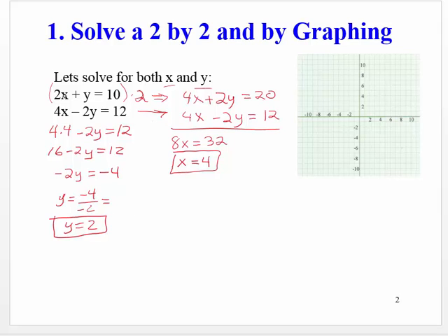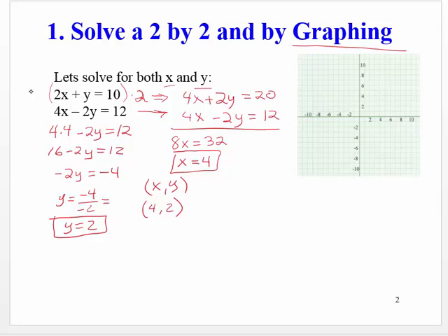If we check those, we can plug them into these equations. 2 times 4 is 8, plus 2 is 10. It works. 4 times 4 is 16, minus 4 is equal to 12. They work. Now we can also solve this by graphing, and I'll show you basically what this solution set means. We have x comma y. This point, our solution point is the point 4 comma 2.